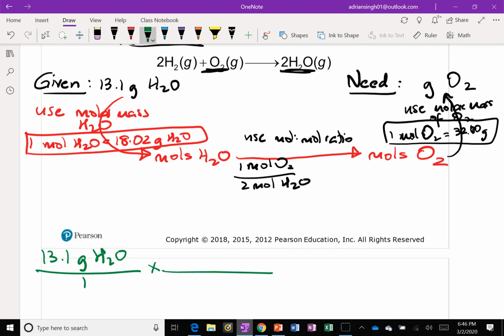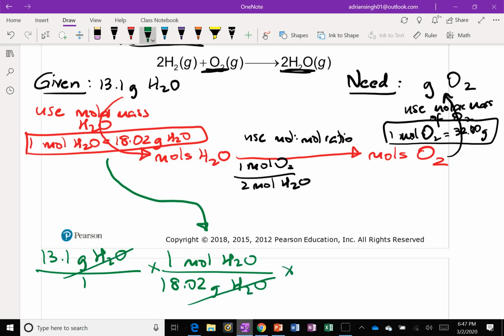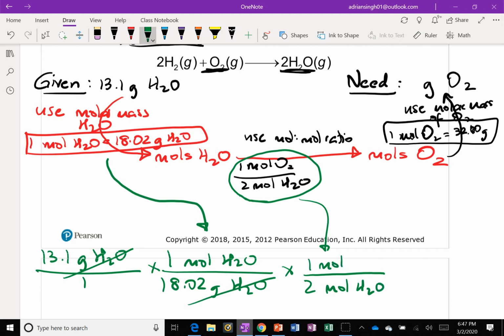All right, we're going to take our molar mass, we're going to insert it in here. We want to end up with moles, so moles has to go on top. 1 mole of H2O is 18.02 grams of H2O. The grams cancel. All right, then we take our mole to mole ratio from the balanced equation to convert the moles of water to the moles of oxygen. So in this case, I only wrote one of the conversion factors, but it's the right one. So 2 moles of H2O for every 1 mole of O2. Moles of H2O go away.